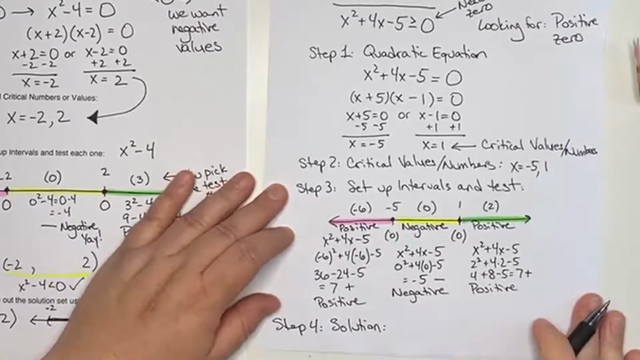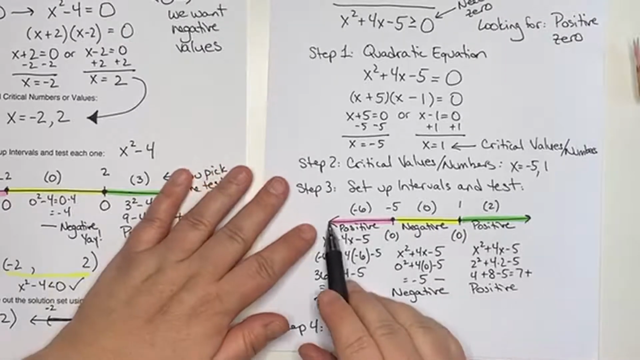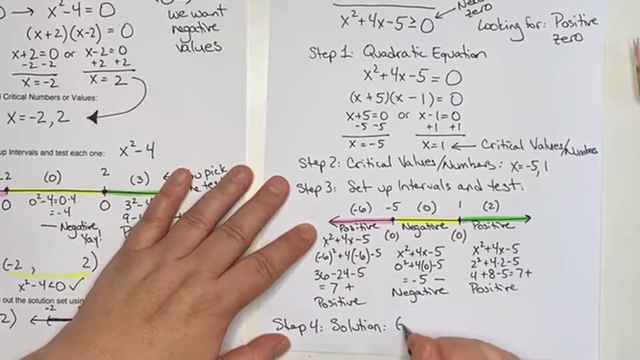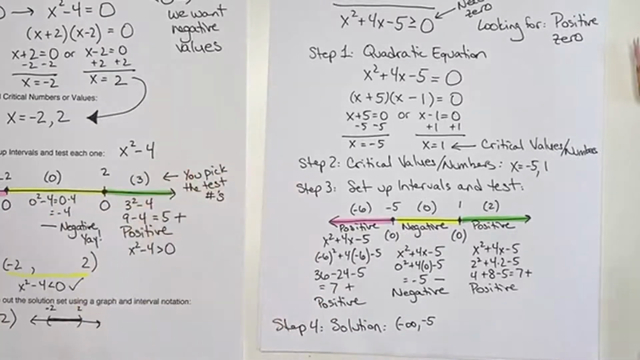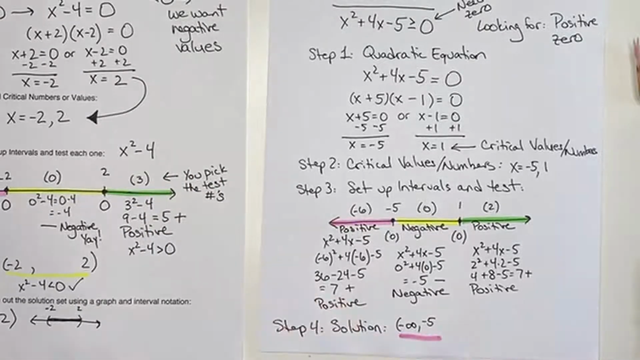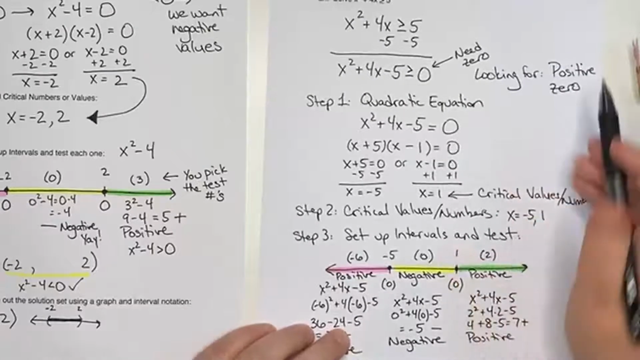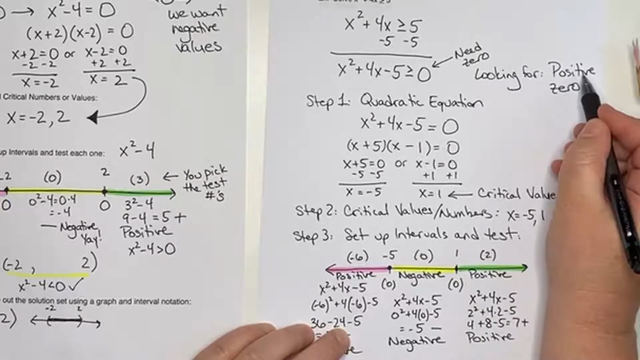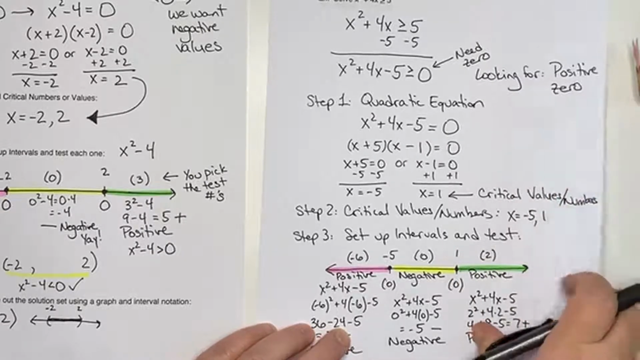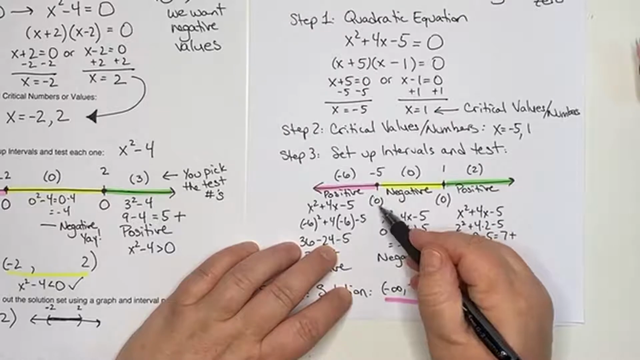I want to choose the pink one. So that's from -infinity to -5. And then I want to think about this. Am I going to include the -5? And I'm going to say, yes, I am going to include the -5 because I am looking for positive values and 0. And at -5, it equals 0.